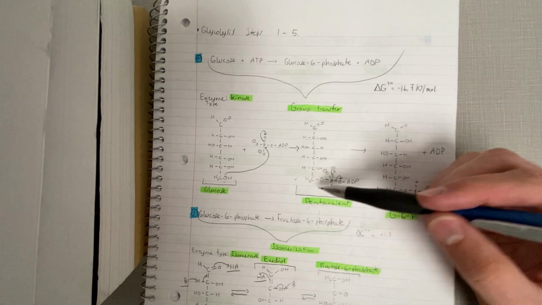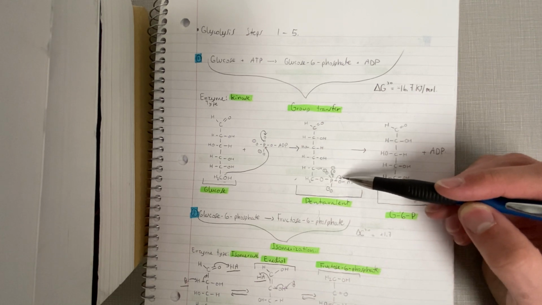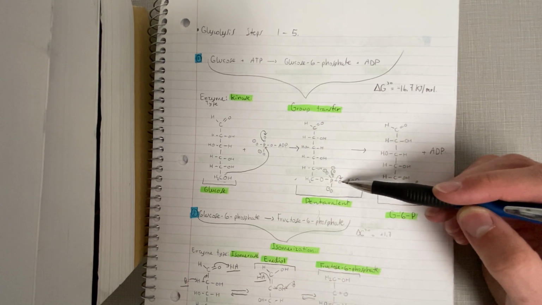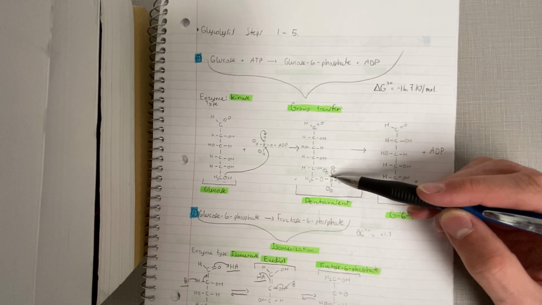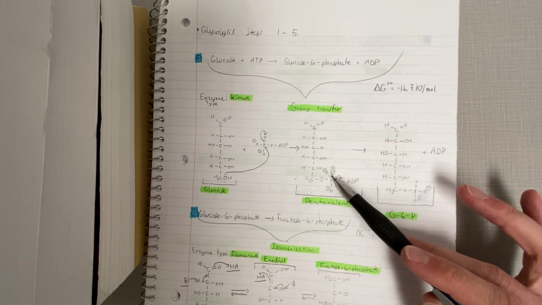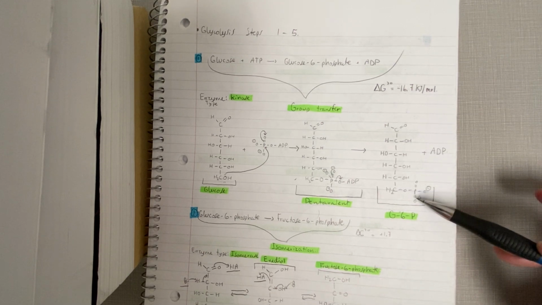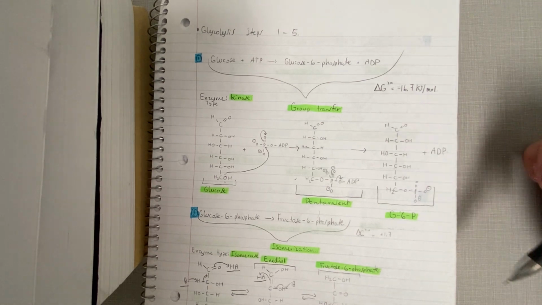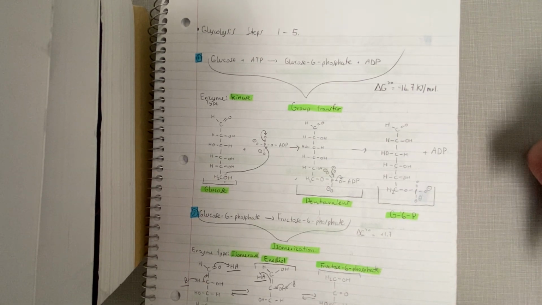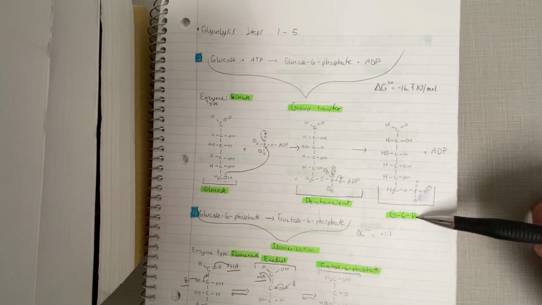And now this is going to roll on the oxygen, and then this lone pair is going to roll down, allowing ADP to leave, and then forming our final product of the first step, being glucose 6-phosphate.